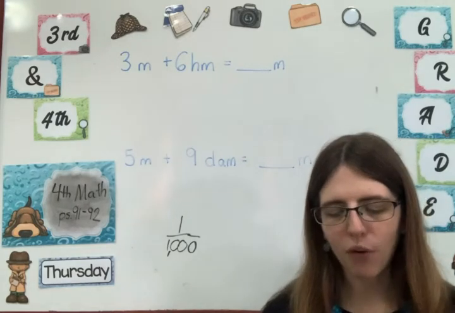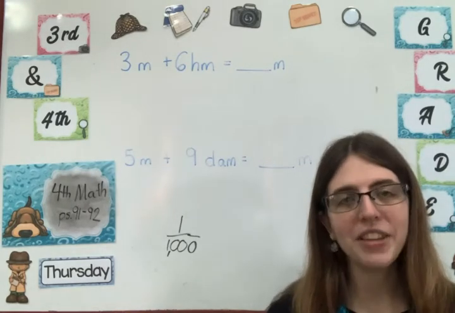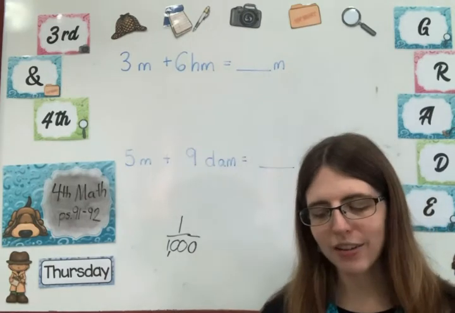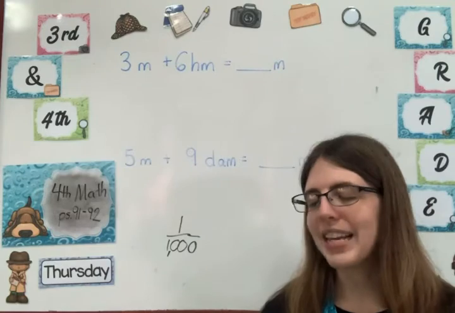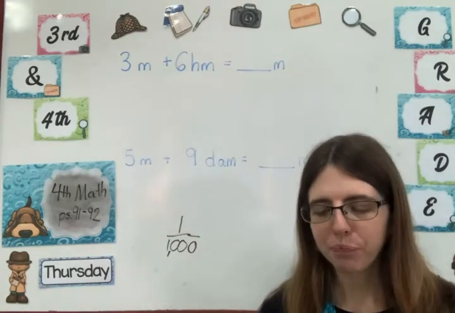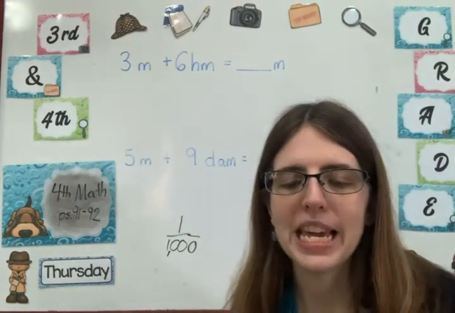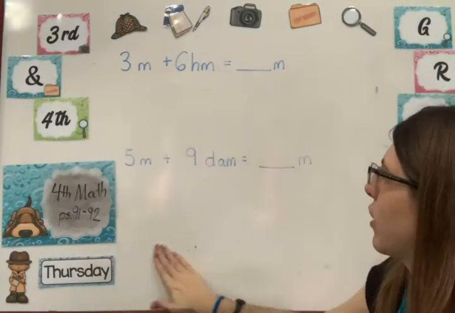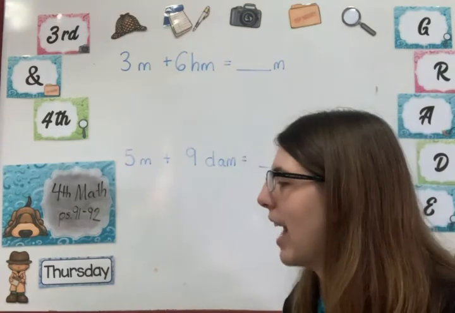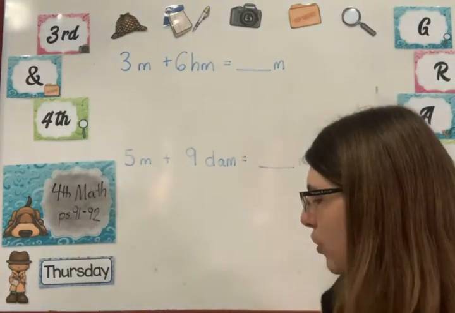All right, number 4 says, solve these measurement problems. We're gonna do letters A and B together because they are your metric measures, and then you'll do C and D on your own, okay? So letters A and B. Letter A says 3 meters plus 6 hectometers equals how many meters?